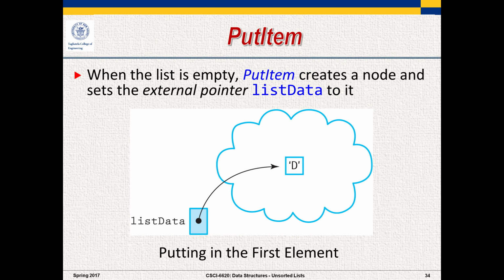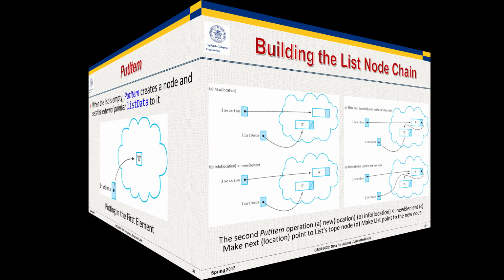So put item, which puts an item into our unsorted list. If the list is empty, it simply creates a new node and sets the external pointer, which is called list data in our case, to it. So very simple when it's empty. List data has been created with a value of null, and as soon as you create the first node dynamically, you change list data to point at that node, and you now have a list with 1 element in it.